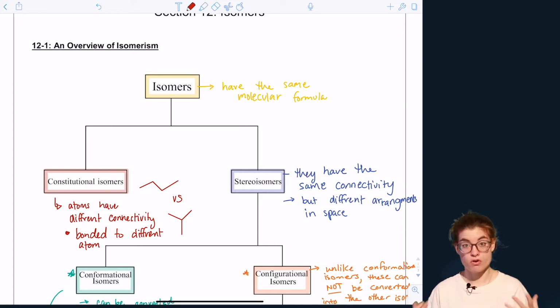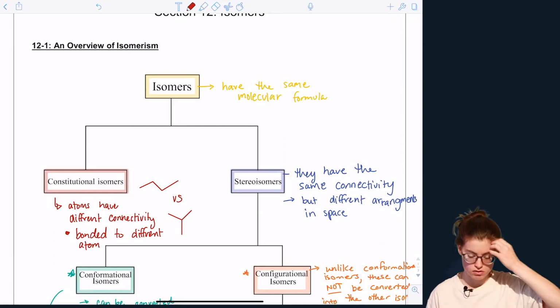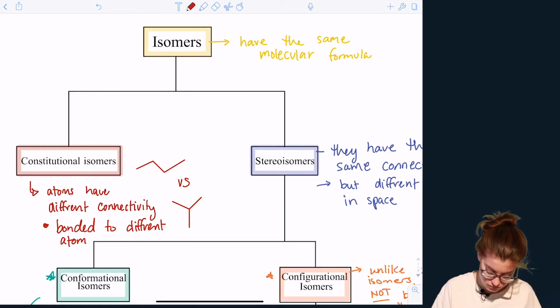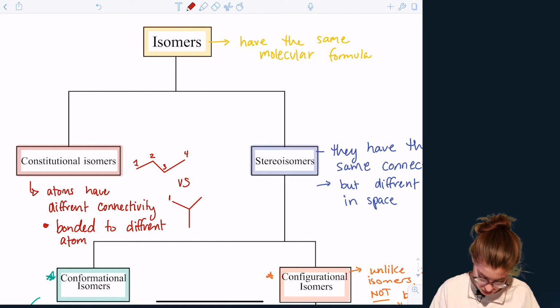Constitutional isomers, of course, have the same molecular formula because they're isomers, but their atoms differ in connectivity. In other words, the atoms are bonded to different partners, if you will. So here I have an example to help us visualize it. If I call this carbon 1, this carbon 2, this carbon 3, this carbon 4, 1, 2, 3, 4.